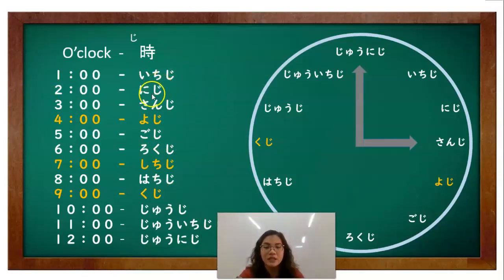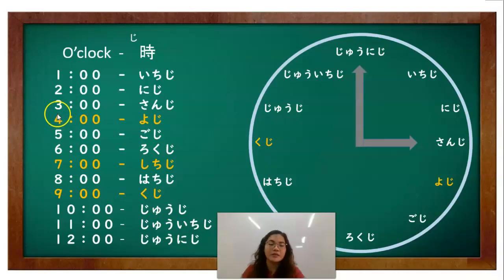Ichiji. Niji. Sanji. Yoji. Goji. Rokuji. Shichiji. Hachiji. Kuji. Juji. Ju-ichiji. Ju-niji. Okay, so remember, 4, 7, and 9 o'clock are special.